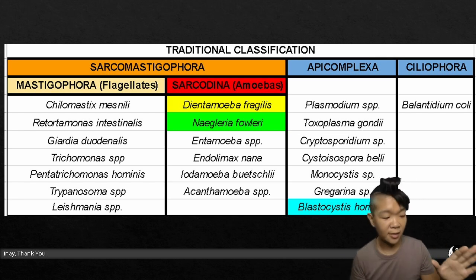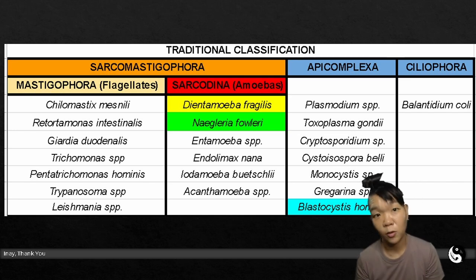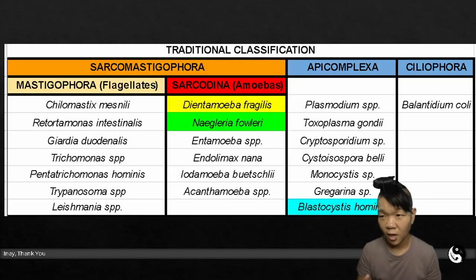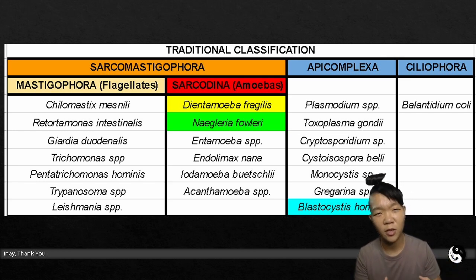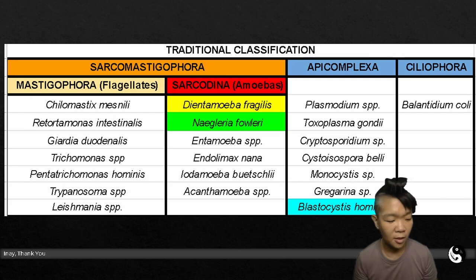This partly explains why protozoans were traditionally classified based on their locomotory structures. Kasi yun lang naman yung nakikita nila sa microscope. Flagella, cilia, pseudopodia, the apical complex. While it's not really a locomotory structure, it's more of a cell invasion structure. Actually, hindi kita yung apical complex sa light microscope. It's really locomotory structures.